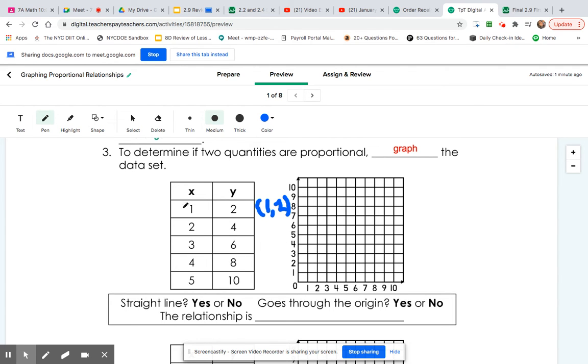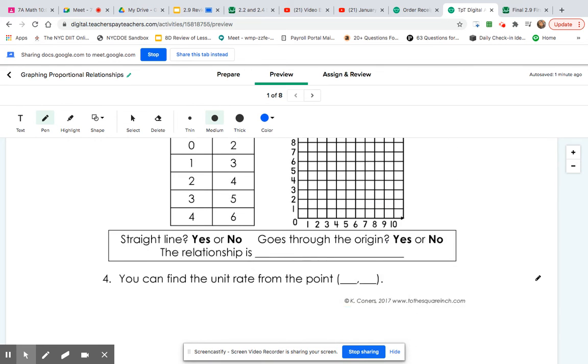And then you're going to plot each point. So the first one, 1, 2, is going to be done for you. So that's one space to the right and two spaces up, right? So you're going to plot the remaining points. And then afterwards, you're going to determine if it's a straight line, if it goes through the origin. And if it is, then you will state that it is proportional or it's not proportional.